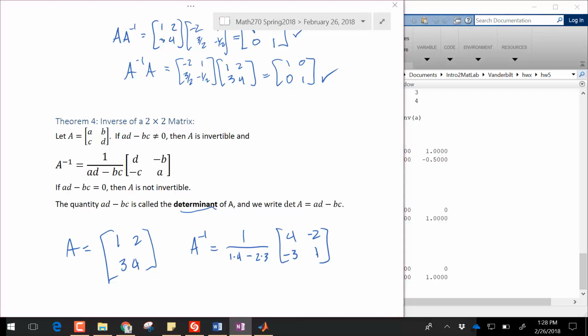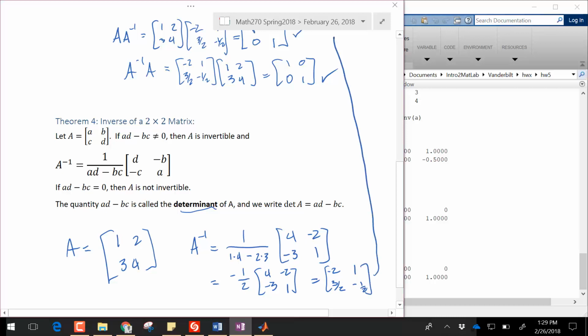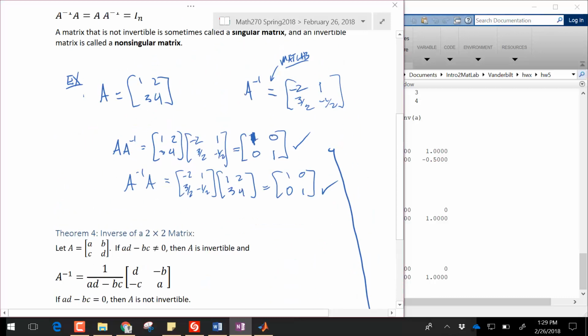So 4 minus 6, is that negative 2? So negative 1/2, 4, negative 2, negative 3, 1. And that gives you negative 2 for the first component. And then 2 divided by 1/2 times 2, and then positive, negative is positive. This one is positive again, but it's 3/2, and this one will be negative 1/2. And that's exactly what they had up here.